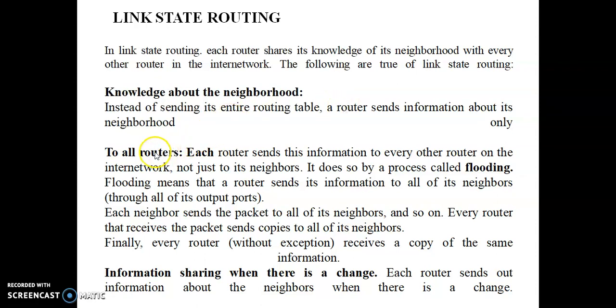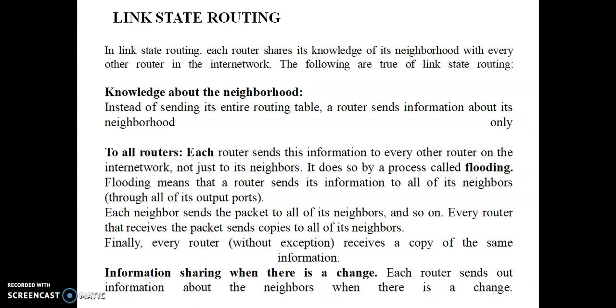It sends to all the routers. Each router sends its information to every router on the internetwork, not just to its neighbors. It does so by a process called flooding. Flooding means that a router sends its information to all of its neighbors through all of its output ports. Each neighbor sends a packet to all of its neighbors and so on. So every router that receives a packet sends copies to all of its neighbors again. Finally, every router receives a copy of the same information.